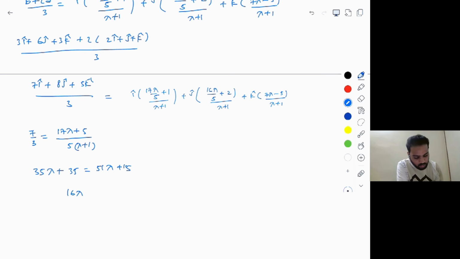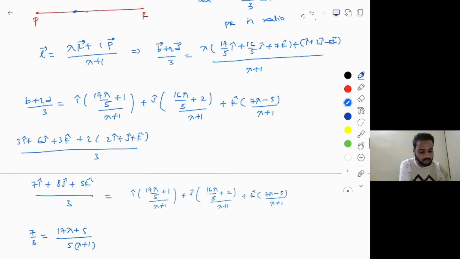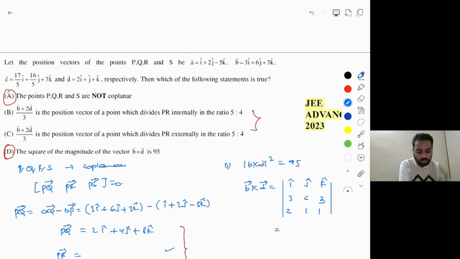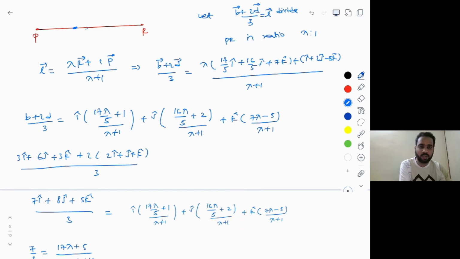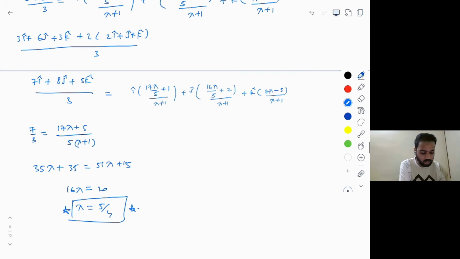And you can do the remaining calculation here. That is 16 lambda is equal to 35 minus 15, which will be 20. So finally, lambda is equal to 5 divided by 4. So we are getting the ratio as lambda is equal to 5 by 4 here. But let's see the option B again. B plus 2D by 3 is the position vector of a point which divides PR internally in the ratio of 5 is to 4. So we have taken that the point is dividing PR in the ratio lambda is to 1. And finally, we got the value of lambda as 5 by 4, and our ratio lambda is to 1 becomes 5 is to 4.